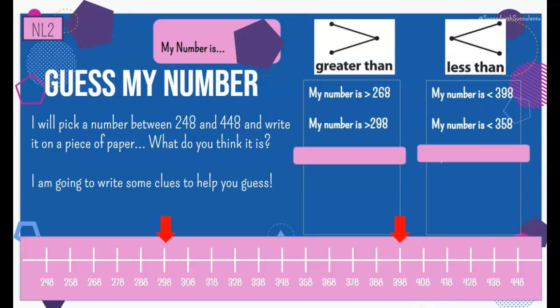My number is less than 358. Let's move our arrow. We are really getting close. We only have a few options left. Let's look at a few more clues. My number is greater than, bigger than 318. Where should I move this arrow? If you were thinking to 318, good work.